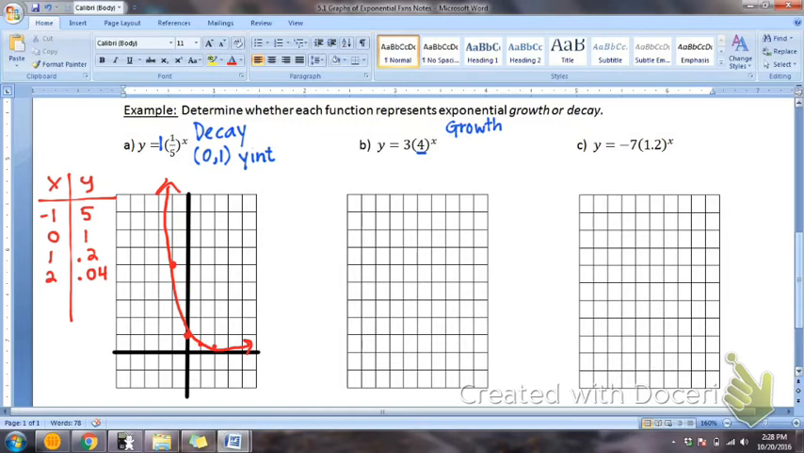Patrick, what is the y-intercept? Don't tell him. Look at example A. Where do we get the y-intercept from? And look at example B. Yep, 3. So we put 0, 3.